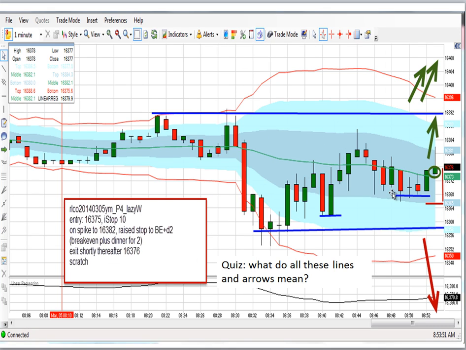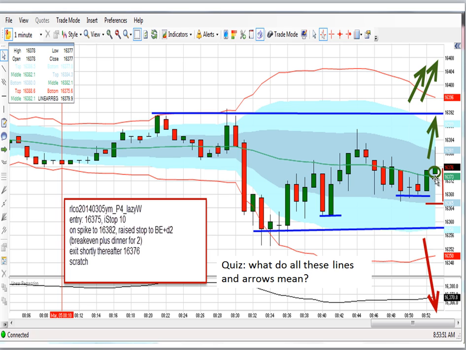This is the next trade entry here. This was that first trade pattern, and I've marked up the chart in this way to reflect my decision making. And the quiz is, what do all these lines and arrows mean? How am I using that to help me frame the trade? And maybe this could be of some help to you too.